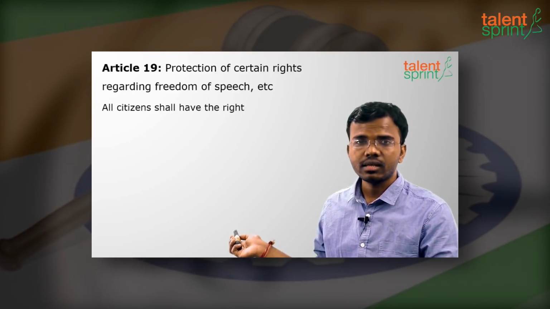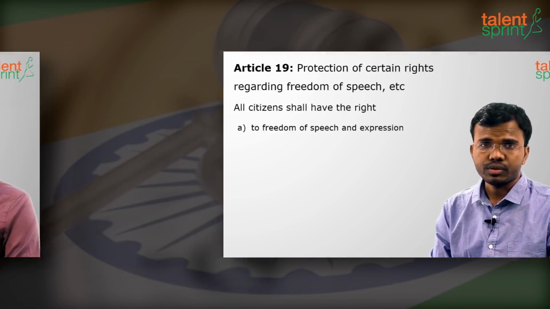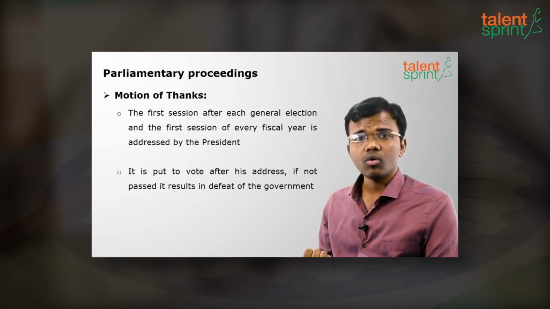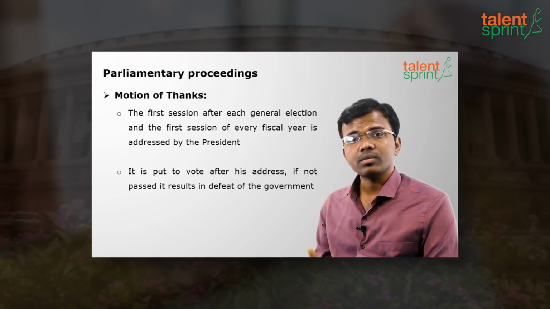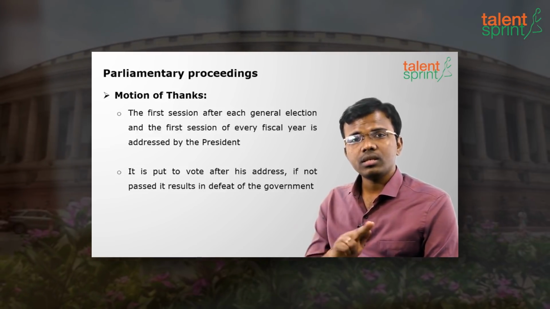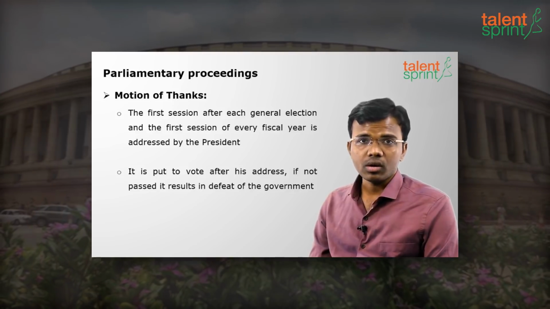There are 6 rights in Article 19. The first is freedom of speech and expression. One is no confidence motion, next is motion of thanks, and next is budget. If these 3 are not passed, it will result in defeat of the government.